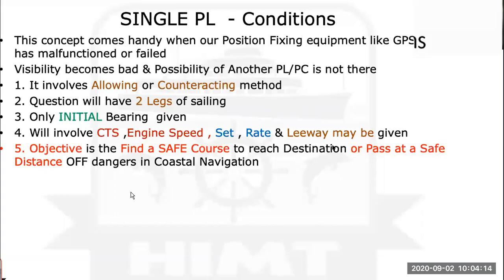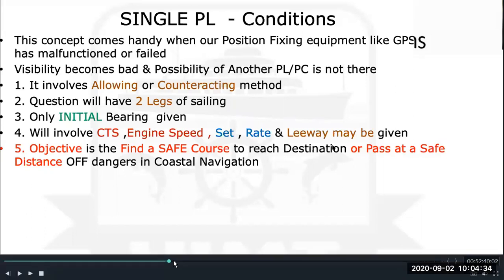Then course to steer, engine speed, set, rate, leeway, all these things may be given or may not be given. We'll see case by case. And the objective is to find a course to reach the destination or pass at a safe distance off in coastal navigation. So let's see by example, we will be able to understand.